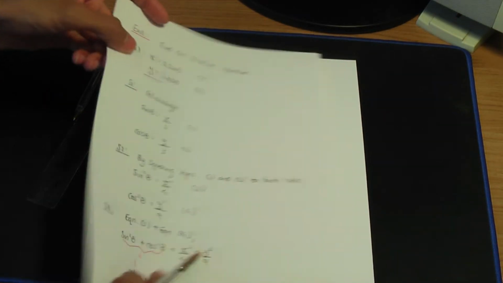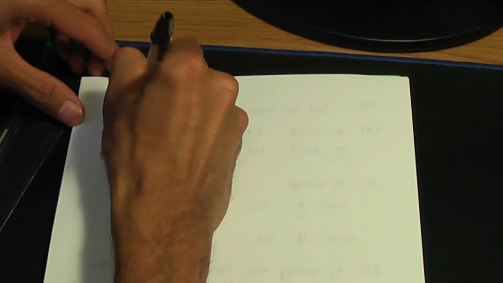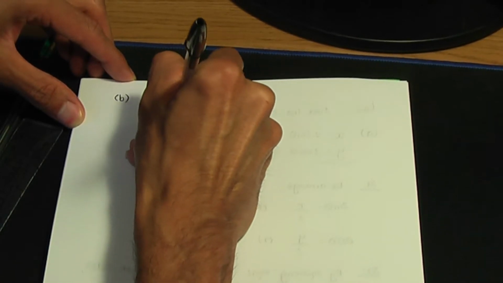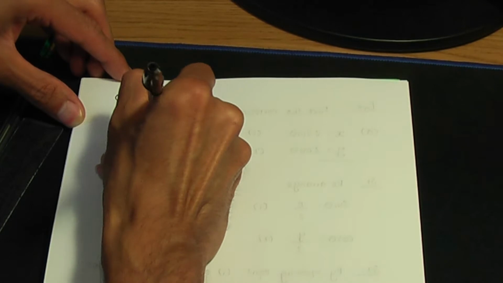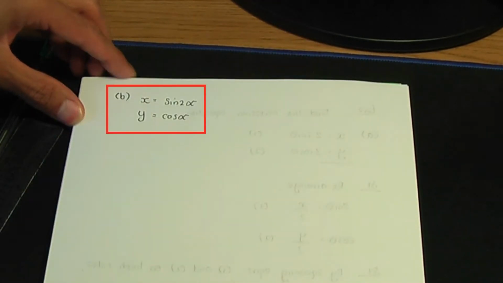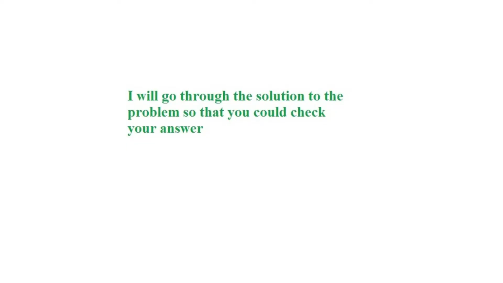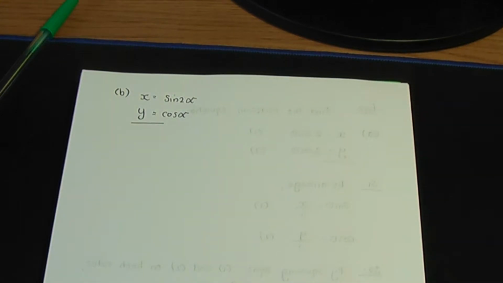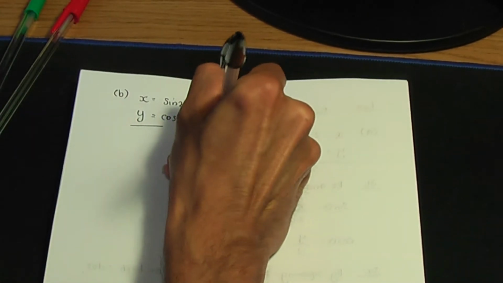So let's try another one. So on the reverse, let's try a part B. So if our parametric equations for x and y are, so x is equal to, let's say, sine 2 alpha, okay, and y is equal to cos alpha. So let me show you how to get the Cartesian equation from this set of parametric equations. So first things first, let me name these equations 1 and 2.